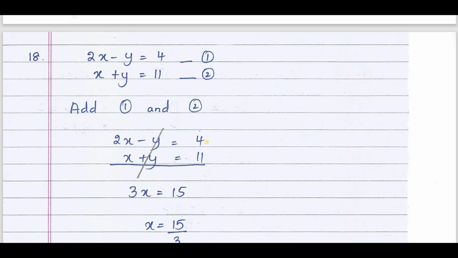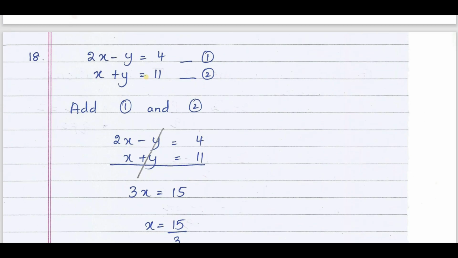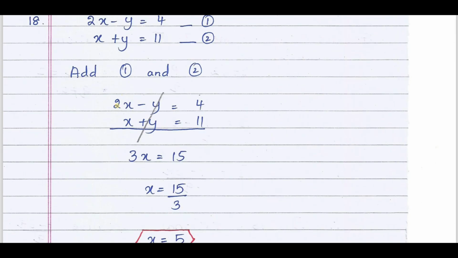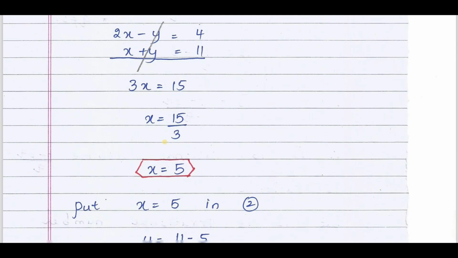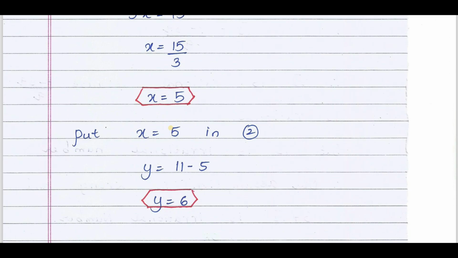Solving a pair of linear equations by elimination method. You can use any other method also. Here they have not mentioned any method, therefore you can use elimination or substitution or cross multiplication method. So plus y and minus y will cancel out. What we get? 2x plus x is 3x, 4 plus 7 is 15, x equals 5. In the same way, substitute the value of x equals 5 in equation 1 or 2, we get y equals 6.